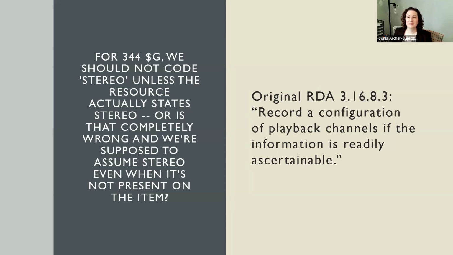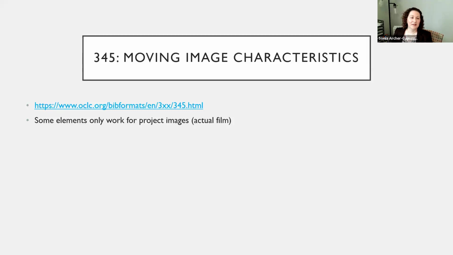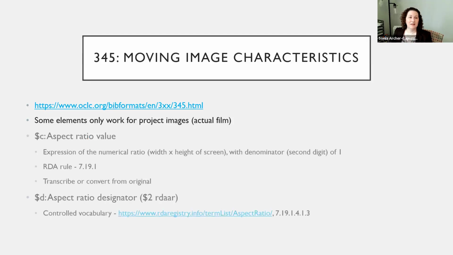All right. Let's talk 345. So this is moving image characteristics. I left this in because I know a lot of us end up cataloging DVDs and Blu-rays relatively frequently these days. In this particular field, some of the elements only work for actual film. So if you're in one of those libraries, cool. And we could talk later if you need to. You probably know way more than me.